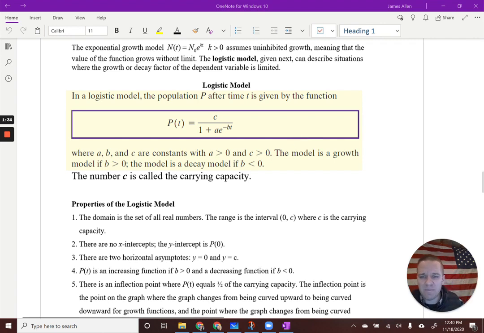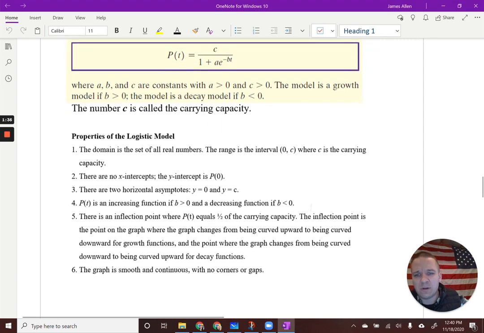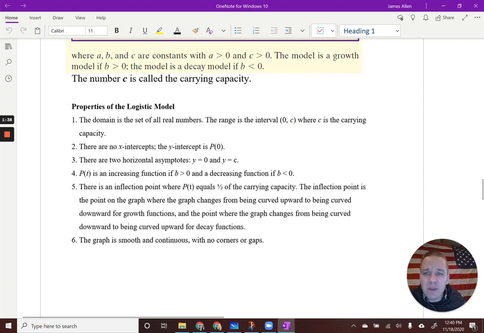So let's look at the properties of our wonderful logistic model. The domain is the set of all real numbers, and the range is the interval from 0 to C, where C is our carrying capacity, right? That's like our upper limit in this case. There are no x-intercepts. The y-intercept is P of 0. That's pretty standard across the board, right? If I plug in 0 for my x value, that's my y-intercept. Cool. There are two horizontal asymptotes, one at 0 and one at C.